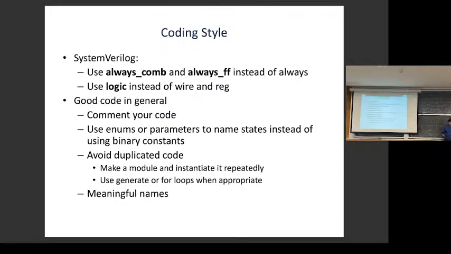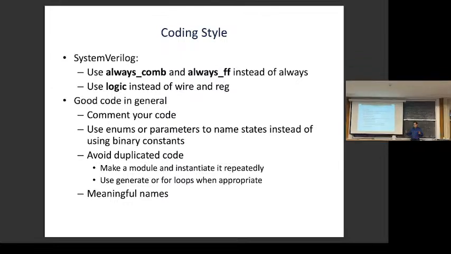Try to avoid duplicated code. So you can do that by making a module and instantiating it repeatedly, or there are two kinds of looping constructs, generate and for loops, that you can use to create repeated code. You don't have to do anything super fancy, but basically if you find I'm cutting and pasting the same thing over and over again and changing two signal names, take a look at that and see if that's the best way to do it. Make your names meaningful, okay? So if your names are i, j, k, in, out, interior1, A, B, that's probably bad, okay? So give them good names.